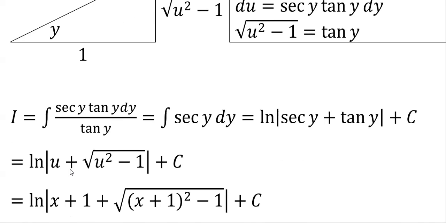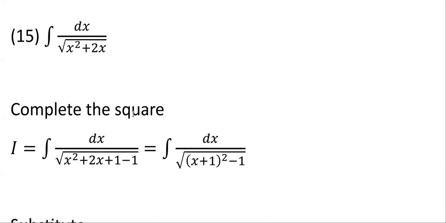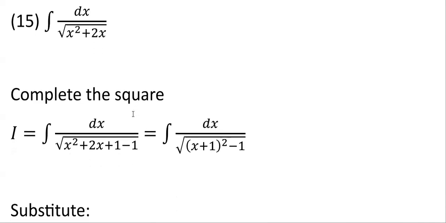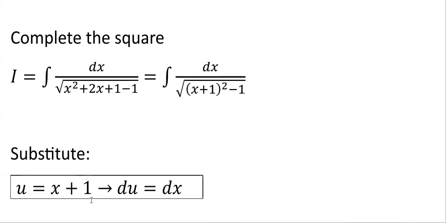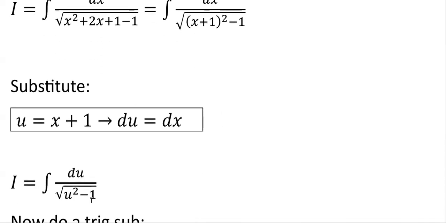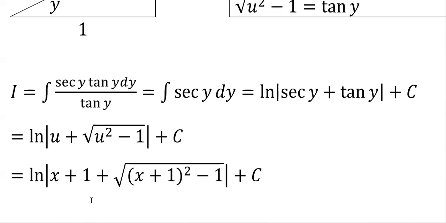So we had to use two techniques here, or three techniques. We had to complete the square first. And then technically you could do a trig sub from here, but just for simplicity, I substituted u as x plus 1, and then it became a little nicer. And then I did a trig sub. So this is one way you can approach this problem. Again, there's probably multiple ways you can do it, but this is how I saw it right away, and I went with it.